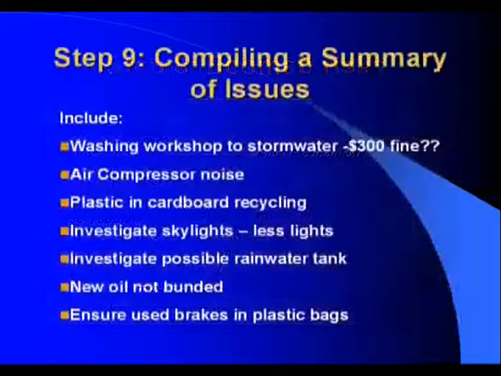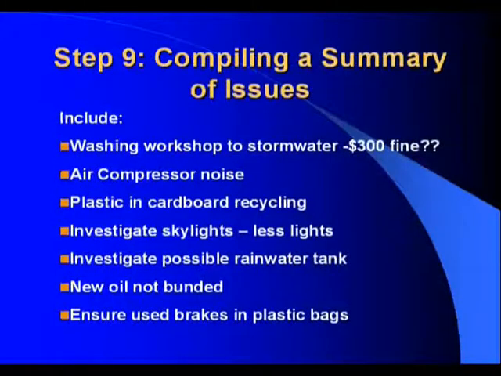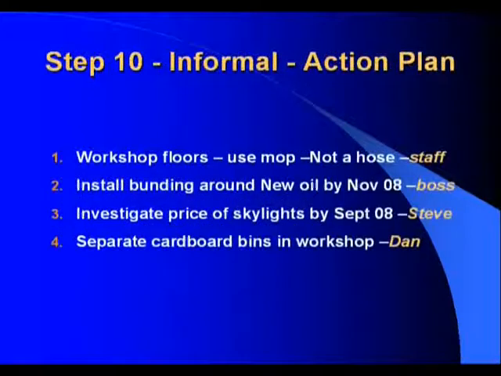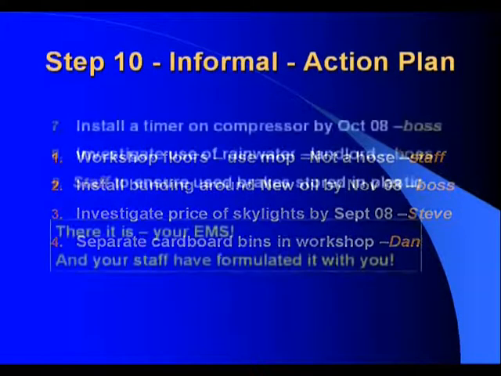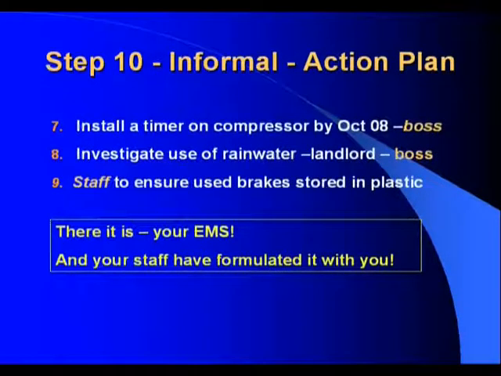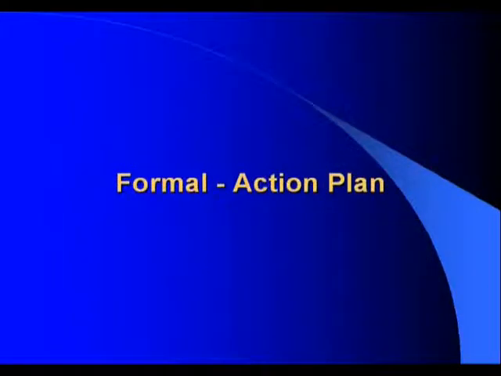Now it's time to start compiling all the issues that you and your staff have identified through the eco-mapping process. Once you've done that, you can produce an action list showing the issues in order of priority and who is going to be the responsible person for addressing the issue. This, in essence, is your environmental management system. You've identified the issue, how you're going to fix it, when you're going to fix it, and who is going to fix it.